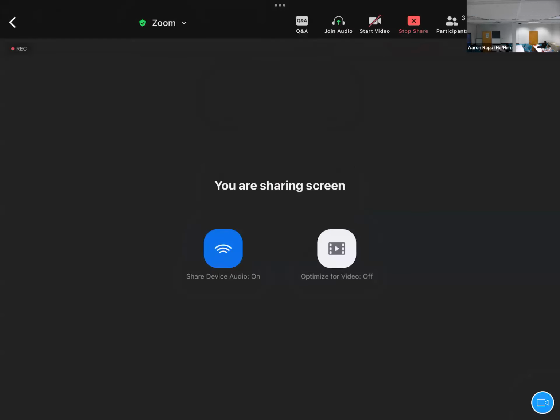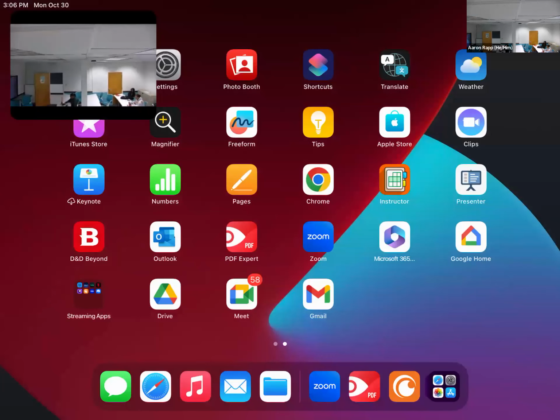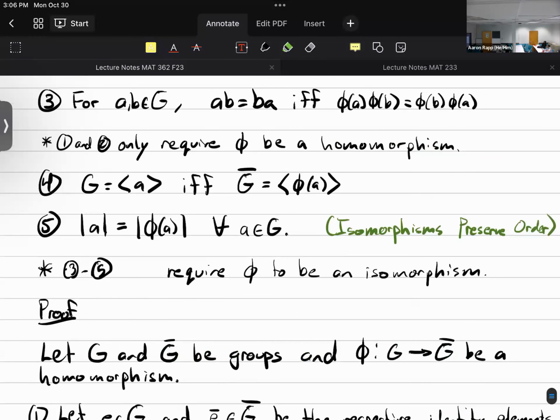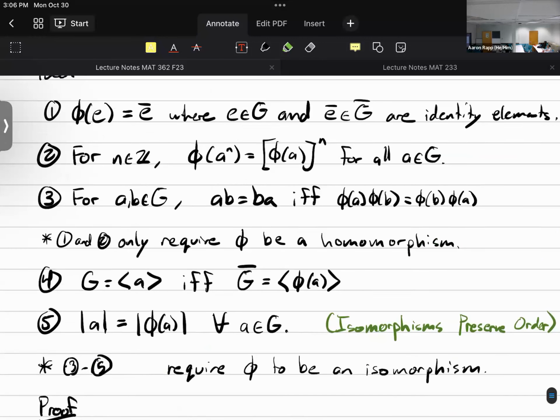So on Friday, we talked about 5 different properties of homomorphisms and isomorphisms. And if it's a property for a homomorphism, then it's also a property for an isomorphism, right? Because isomorphisms are just bijective homomorphisms. So the first property was that identity elements map to other identity elements.